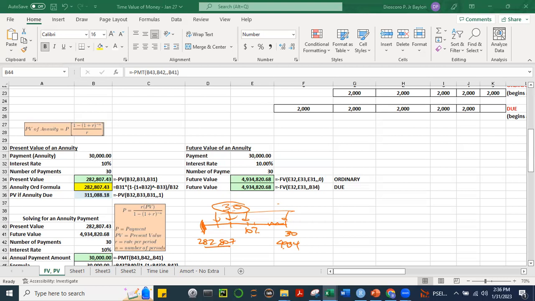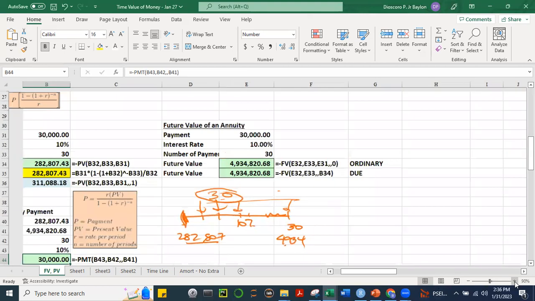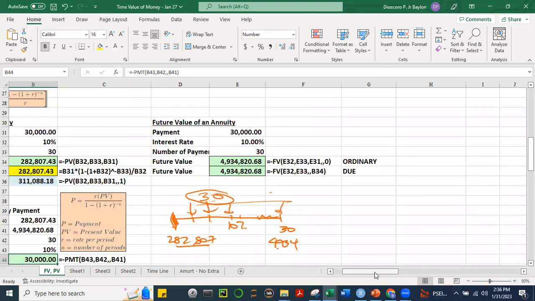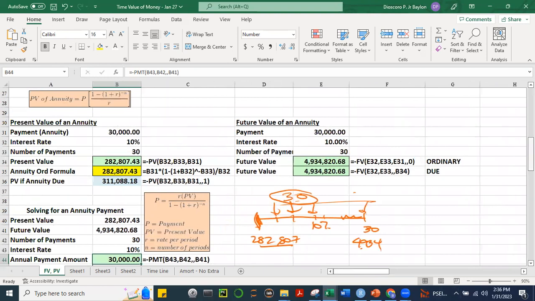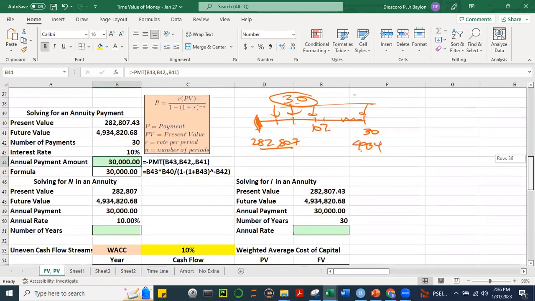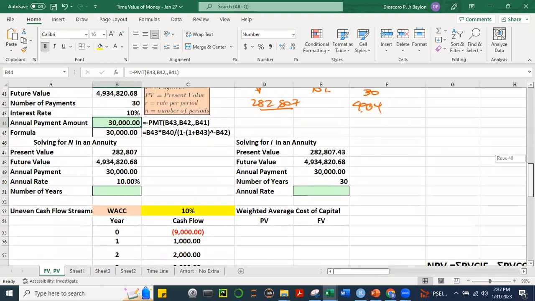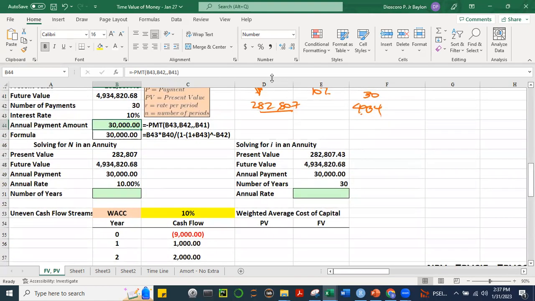Okay, so what have we learned so far in this subject? What we have learned is how we compute for the present value, future value, and annuities using the functionalities of Excel.